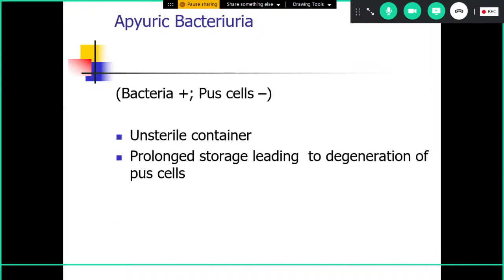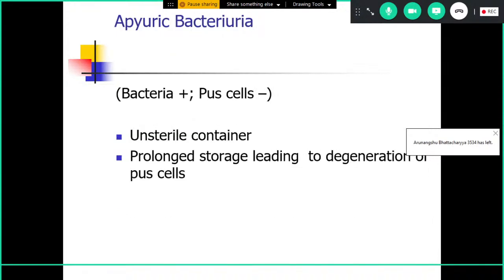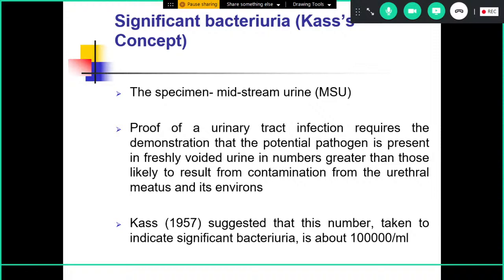Another terminology that you come across is apyuric bacteriuria. That means bacteria are seen while there are no pus cells. This could either be because of an unsterile container or prolonged storage of the sample in inappropriate conditions, which leads to degeneration of pus cells. So these are some of the terms that will be given in your books, and I thought I will tell you these before I go on to the sample collection, transportation and processing.